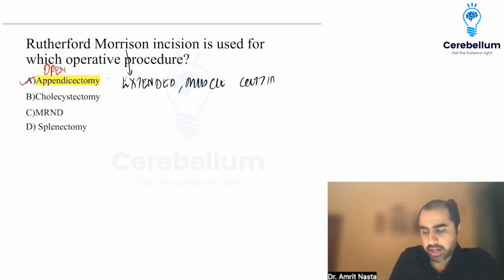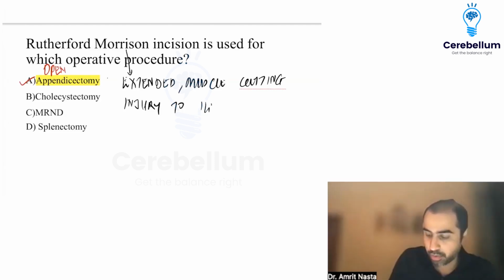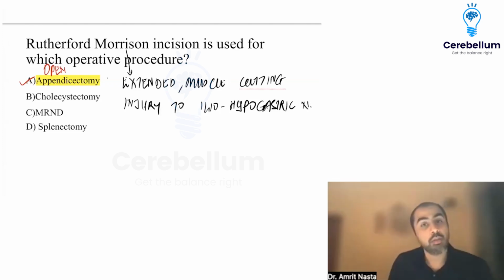Which nerve can get injured when you do muscle cutting in this Rutherford Morrison incision? There is injury to which nerve? It can injure. कौन सी nerve? Excellent. Iliohypogastric. There is a risk of injury to iliohypogastric nerve. This only happens in this Morrison incision. It does not happen in the other incision.